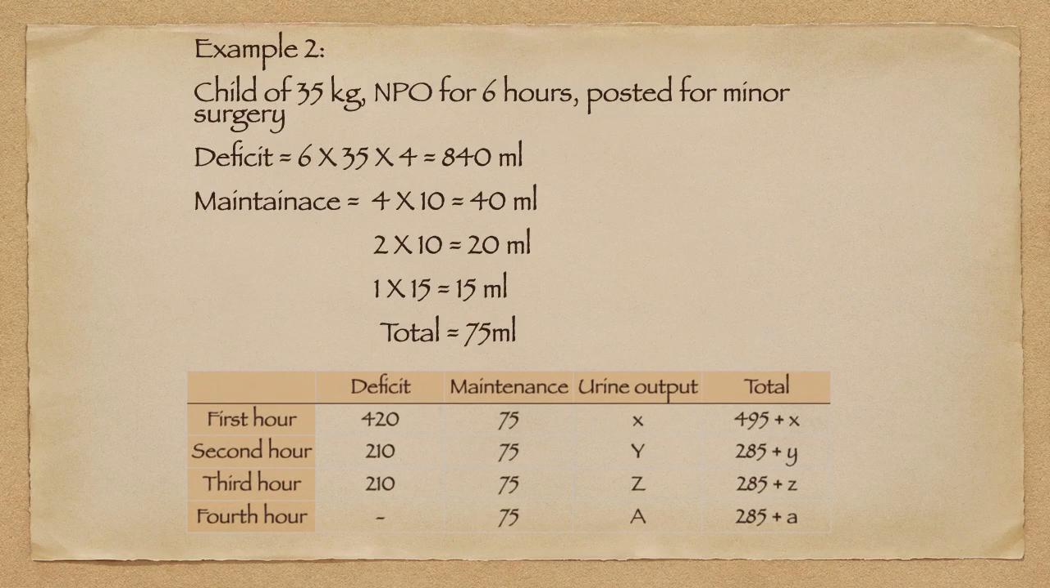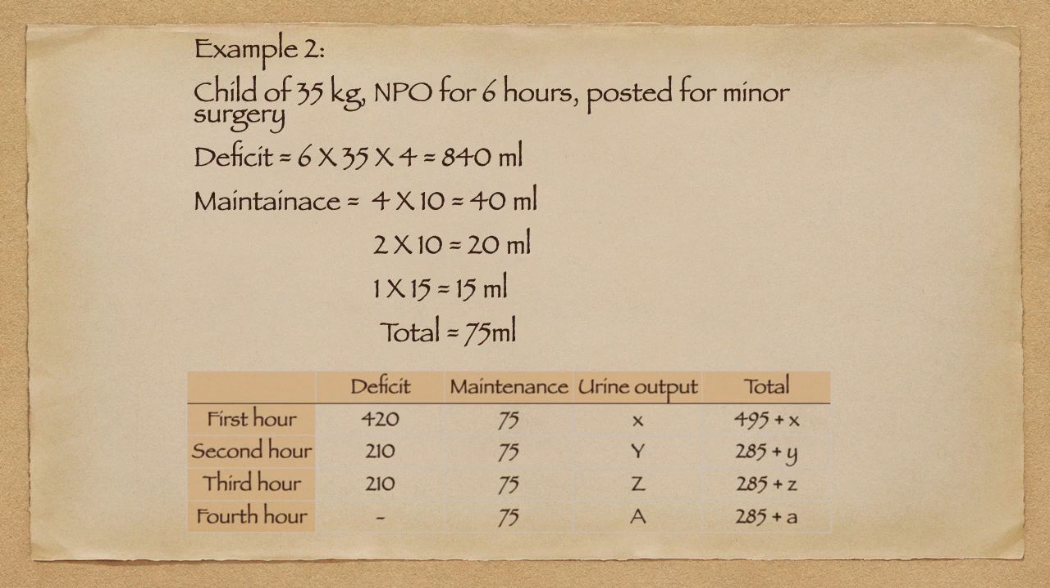So in example 2, we will check if the child is 35 kg and NPO for 6 hours, posted for minor surgery. So deficit is 6 hours NPO into 35 kg into 4. So 840 ml is the deficit. Out of that 840 ml, 420 you will give in the first hour. Second hour and third hour, the remaining half of that. So 210, 210.